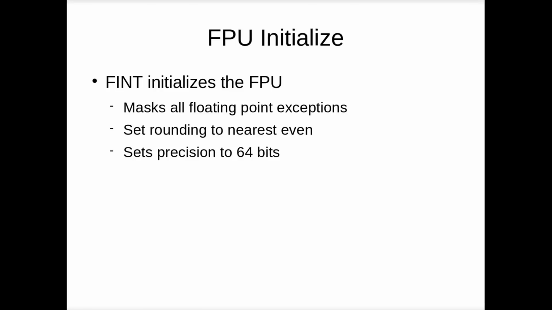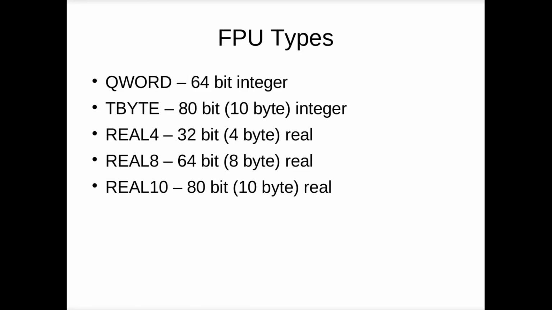One of the initial operations is finit, which initializes the FPU. Basically, it masks all the floating point exceptions, makes them all 0, sets the rounding to the nearest even, which is the default value, and sets the precision to 64 bits. So it basically initializes everything for you. If you don't set this, some of those values might be wonky when you start running the software.